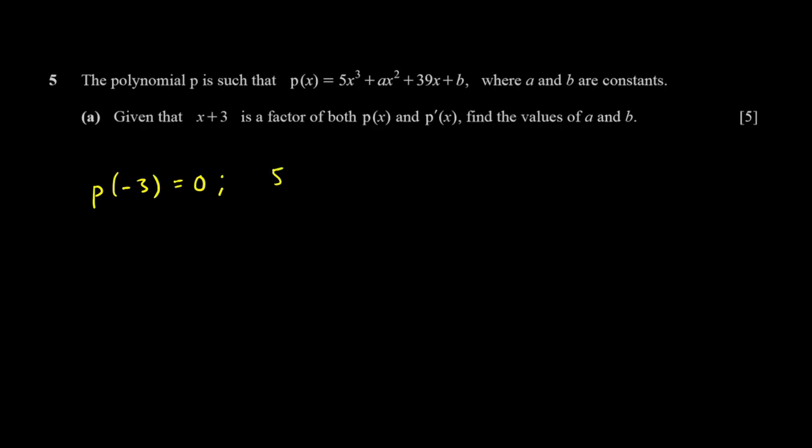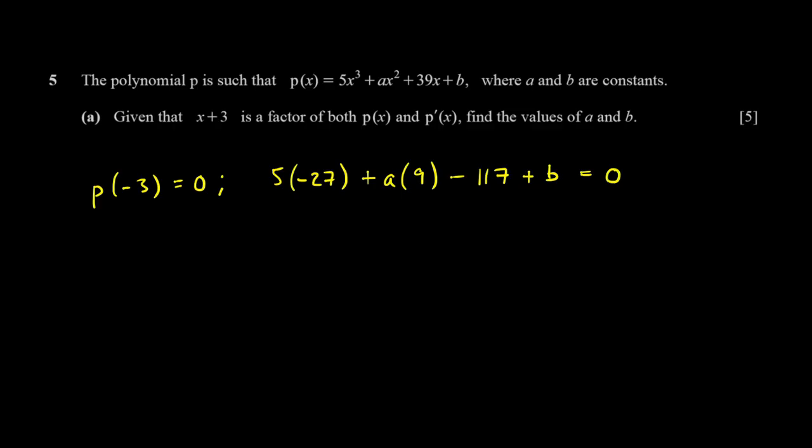So I'm going to get 5 times negative 3 cubed. Negative 3 cubed is negative 27. Plus a times negative 3 squared, which is 9. Plus 39 times negative 3. So what's that? 40 times 3 is 120, minus 3 is 117, isn't it? Right? So minus 117 plus b is equal to 0.